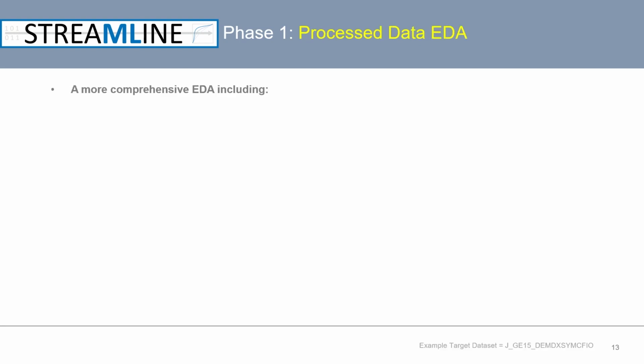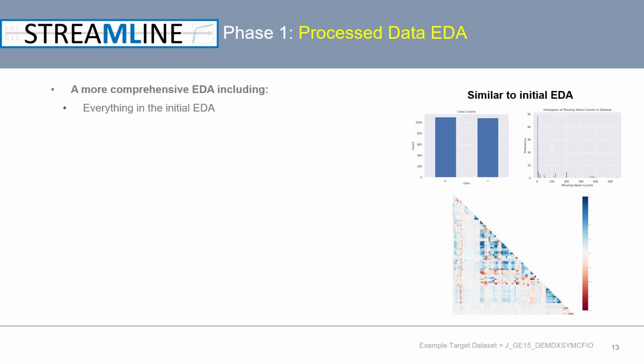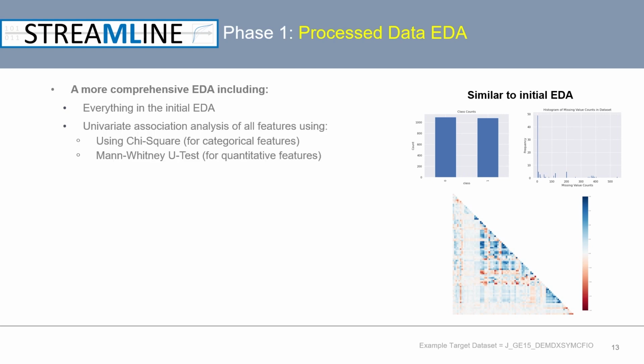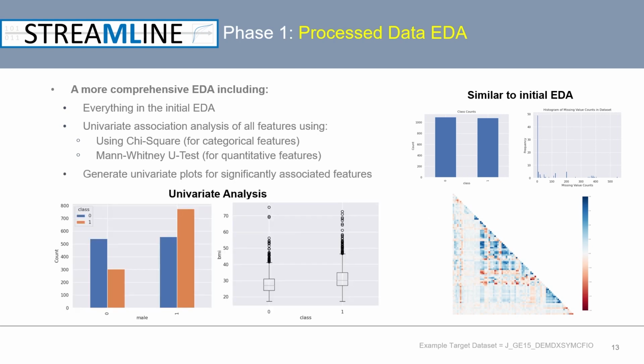Next, in Phase 1 Processed Data EDA, a more comprehensive exploratory data analysis is conducted on the processed data. This includes everything that was done in the initial EDA, as well as adding univariate association analysis of all features, using a chi-square test for categorical features and a Mann-Whitney U-test for quantitative features. Furthermore, STREAMLINE will generate univariate plots between individual features and outcome for any features identified to have a significant association with outcome. Bar plots will be generated for categorical features, and box plots will be generated for quantitative features.